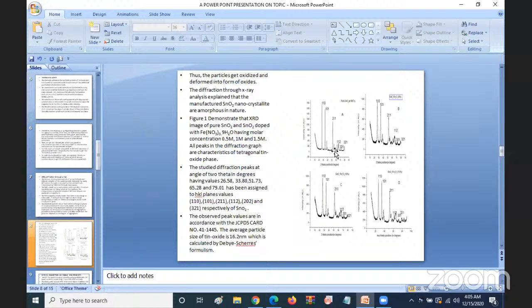Further, we have observed these XRD patterns. Figure A shows that these peaks are due to pure tin oxide. B represents the Fe doped 5 molar concentration, C represents the 10 molar, and D represents the 15 molar concentration. There are various peaks observed at the given values. These are shown in the slide.